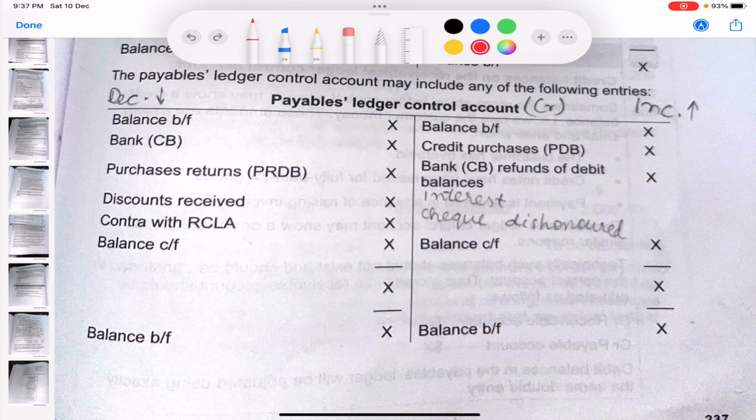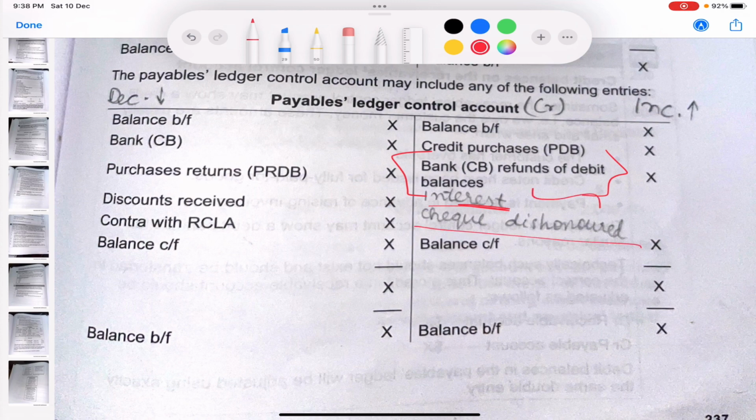Okay. Refund of debit balance, we'll come to that. Okay. Interest. Now, what is interest? When I am purchasing something on credit, I'll have to pay the interest. So when I have to pay interest, it will increase my payables. So I'm putting it here.